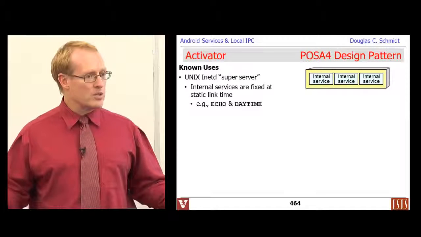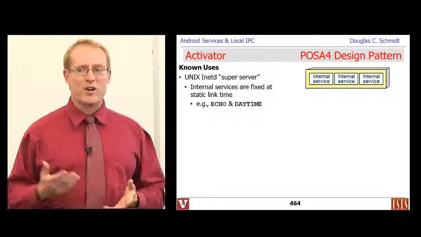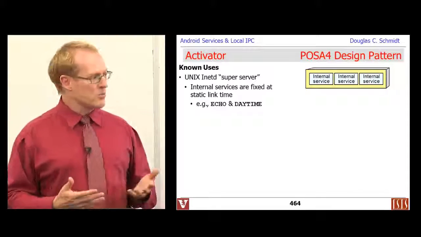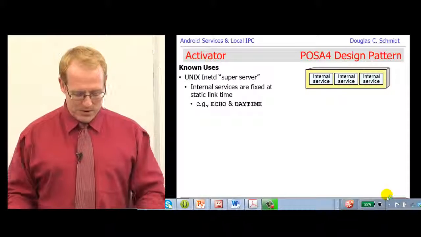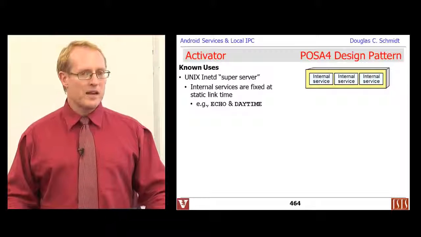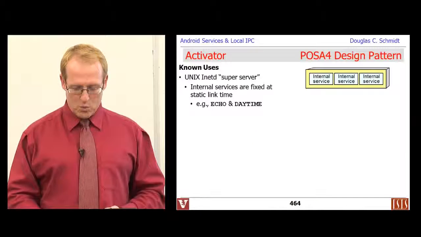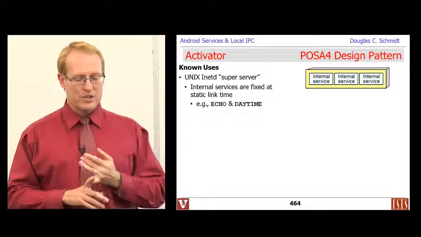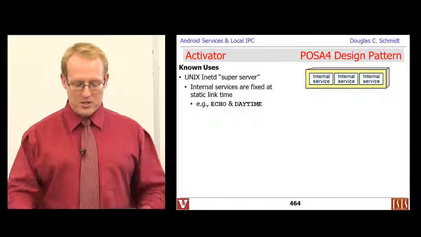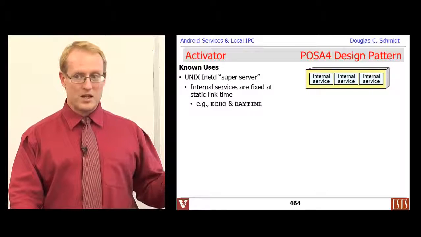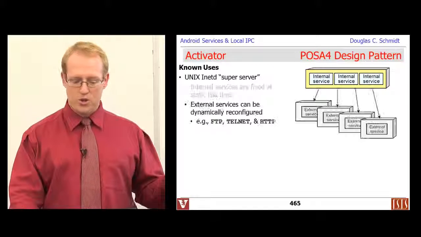One of the earlier known uses of this particular pattern is something that system administrators are well versed in these days, but end users are typically not really aware of. It's something called inetd, which is often referred to as the Internet Super Server. The Internet Super Server provides two different kinds of services. One kind is internal services that are linked in statically when the system starts, like on an inetd server. The echo service and the daytime service are typically internal services.